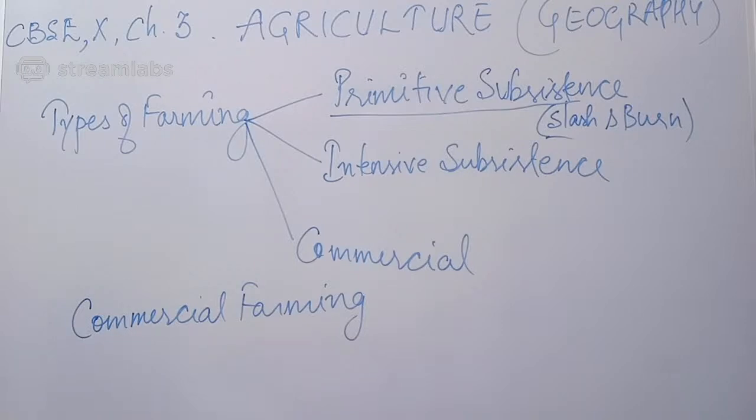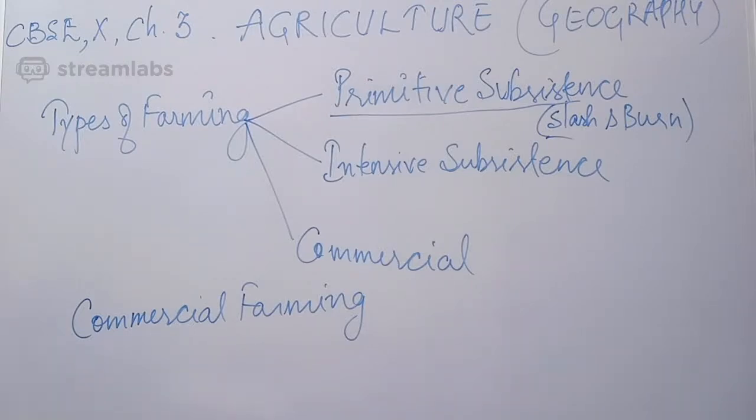And what kind of people are involved in this? Family or community labor are involved in the production. Now I am going to tell you certain points, and those points are very much related to this type of farming, that is primitive subsistence farming.